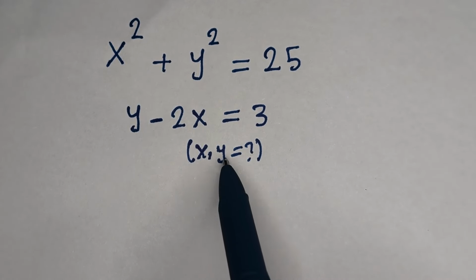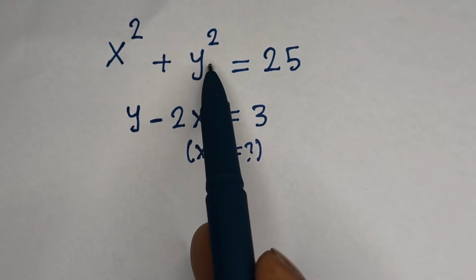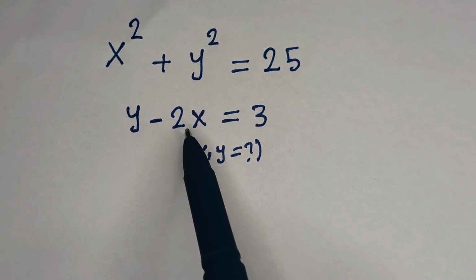Hello, how to solve for x and y in this equation? x squared plus y squared is equal to 25. y minus 2x is equal to 3.